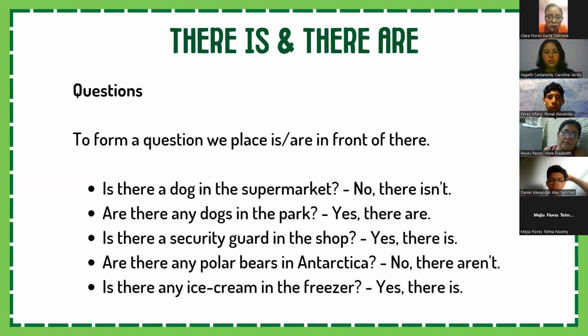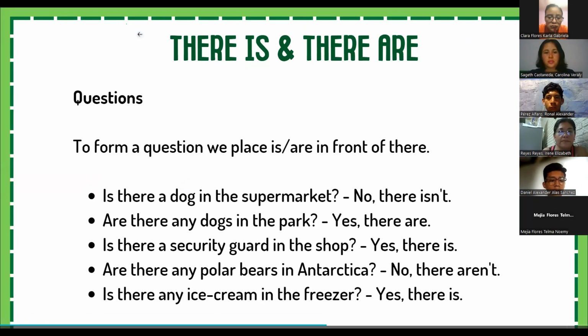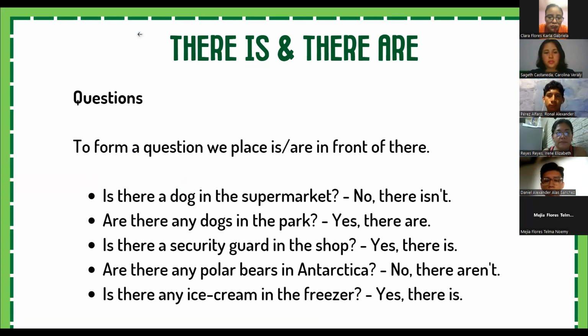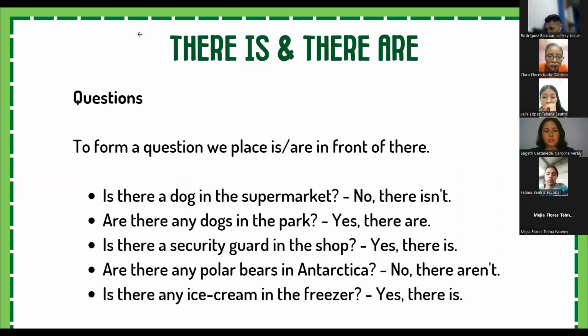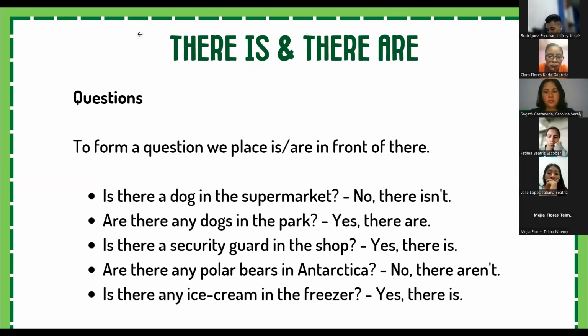Now let's go with the questions. Let me see, Daniel Alexander, can you read the questions and the examples, please? Okay, teacher. Questions. To form a question, we place is or are in front of the verb. Is there a dog in the supermarket? No, there isn't. Are there any dogs in the park? Yes, there are. Is there a security guard in the shop? Yes, there is. Are there any polar bears in Antarctica? No, there aren't. Is there any ice cream in the freezer? Yes, there is. Okay. The pronunciation for this: security guard. Very good.